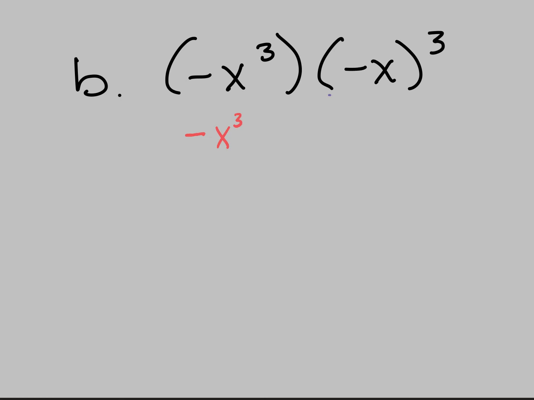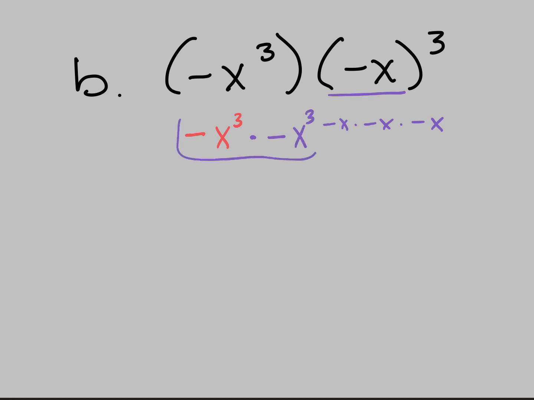The negative x, the whole thing. So that's like saying negative x times negative x times negative x. Will that be positive or negative? Negative, because two negatives make a positive, but then when you multiply a positive number by a negative, it's negative. So this would be negative, and then how many x's do I have? So x to the third power.